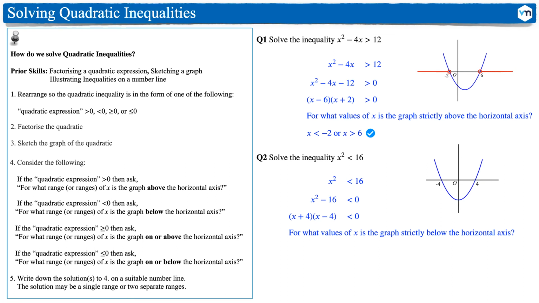We need to ask ourselves, for what values of x is the graph strictly below the horizontal axis? The reason it's below this time and not above is because the inequality was of the form less than 0. And we can see that this occurs when x is greater than negative 4 but less than 4.